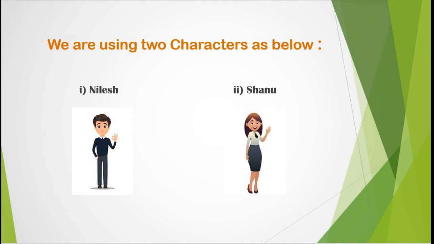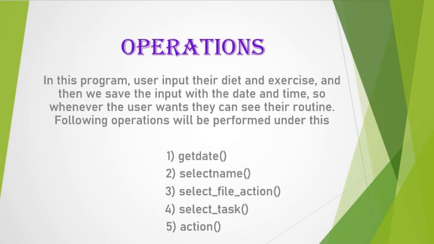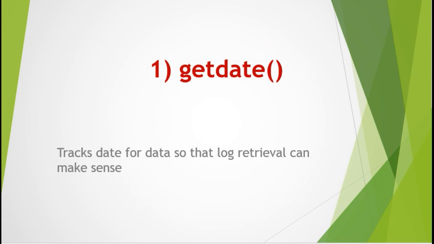This system can be used by multiple persons. Let's assume two characters, Nilesh and Shanu. Here are some operations we have to use during the program. First one is getdate. It tracks the date for data so that later retrieval can make sense.